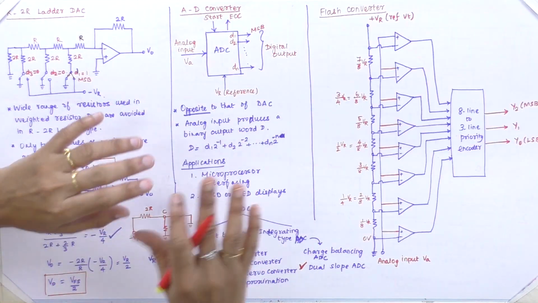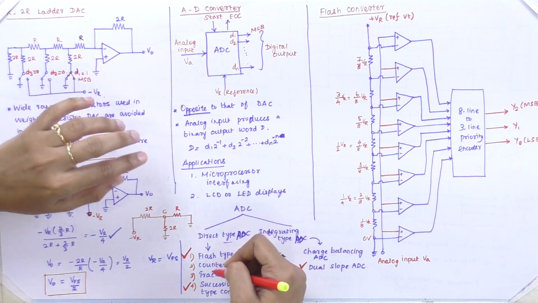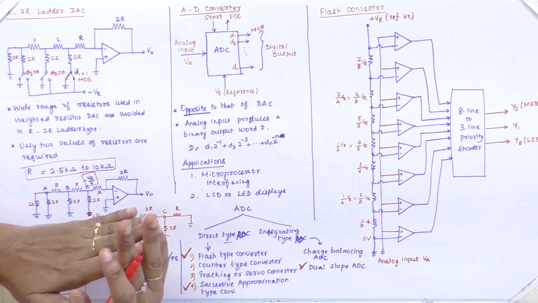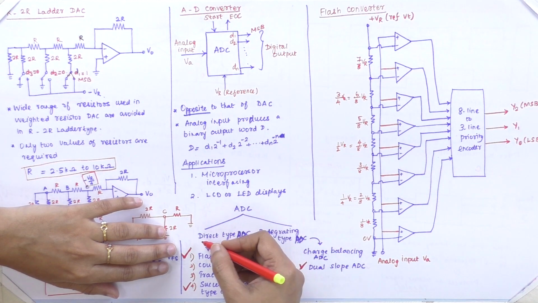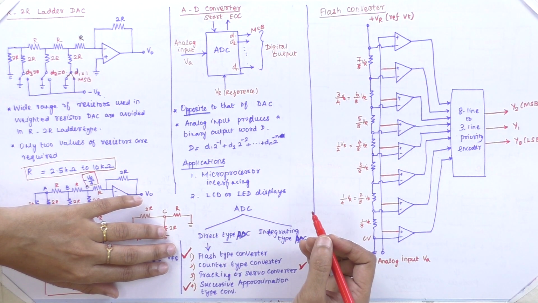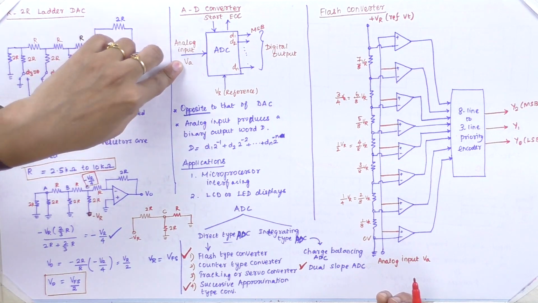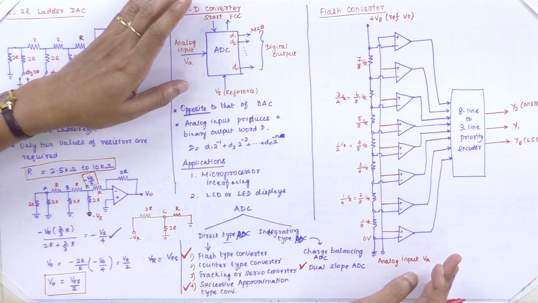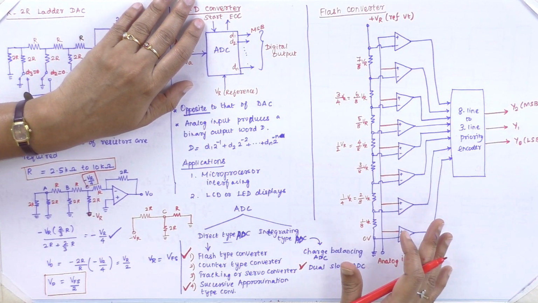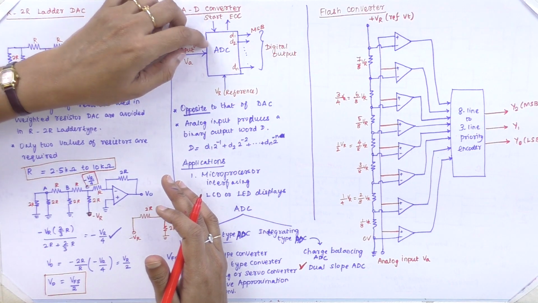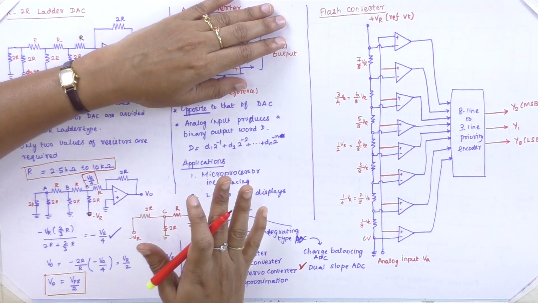So, next converter is the flash type converter, which is nothing but a direct type converter. It uses a comparator, as I mentioned, comparing the analog signal with the reference signal. Flash type is the simplest method among the direct type ADCs. Here we are going to design an analog signal with the corresponding output signals.